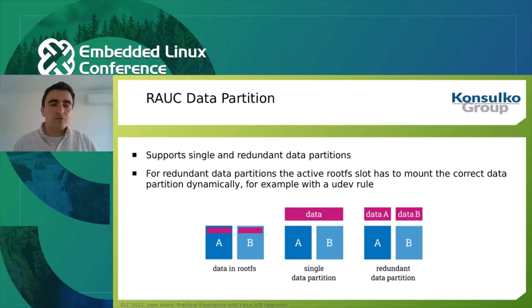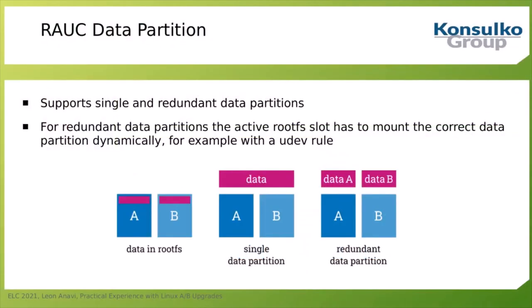The interesting thing about RAUC is that it supports both single and redundant data partitions. For redundant data partitions, the active root FS slot has to mount the correct data partition dynamically, for example, using UDEV root. This makes it a little bit tricky. This means that you have an A partition and B partition for the root FS, and you also have A and B partitions for the data, so the root FS should be taking care of switching between them.